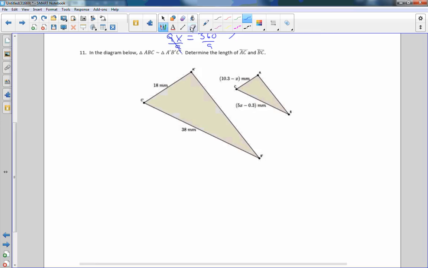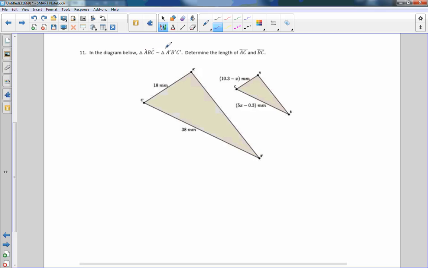Okay, number 11, last one. In the diagram below, these two triangles are similar. So A corresponds to A prime. This angle is congruent to that angle. B corresponds to B prime. So B is congruent to B prime. And C corresponds to C prime. C is congruent to C prime. Determine the length of AC and BC.